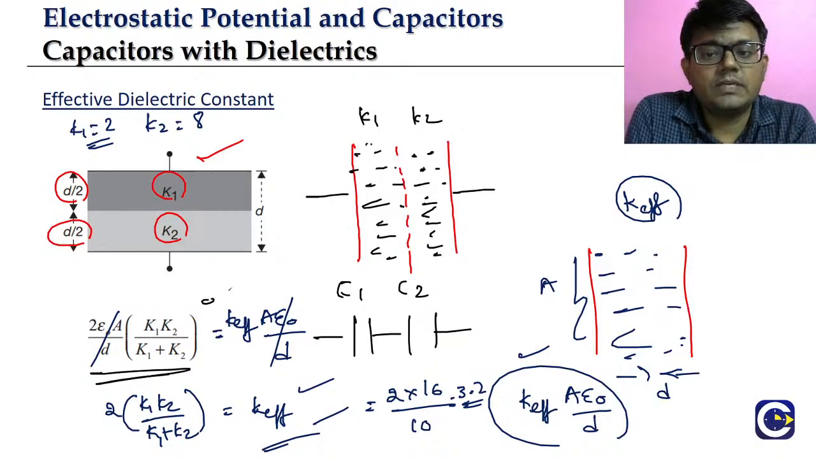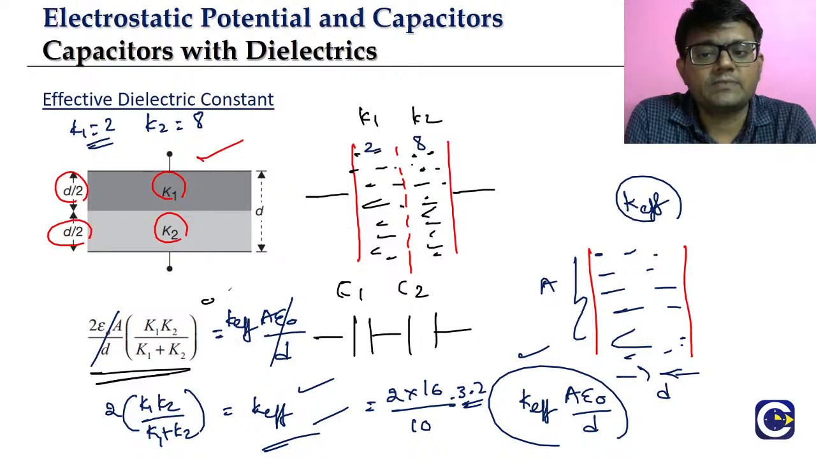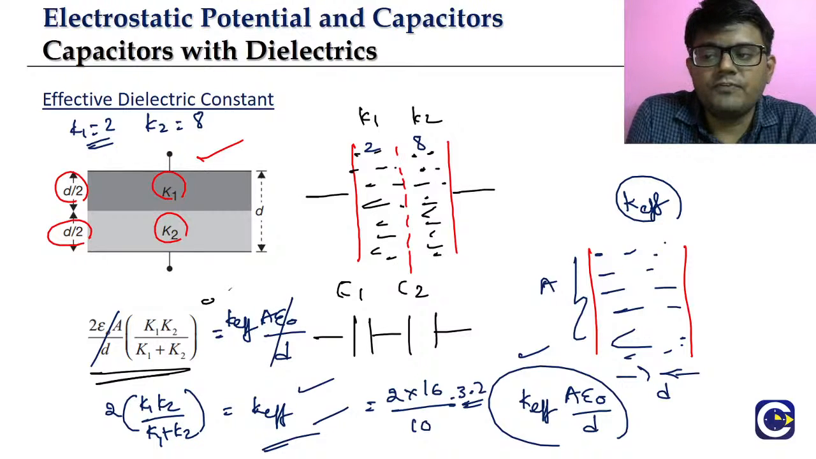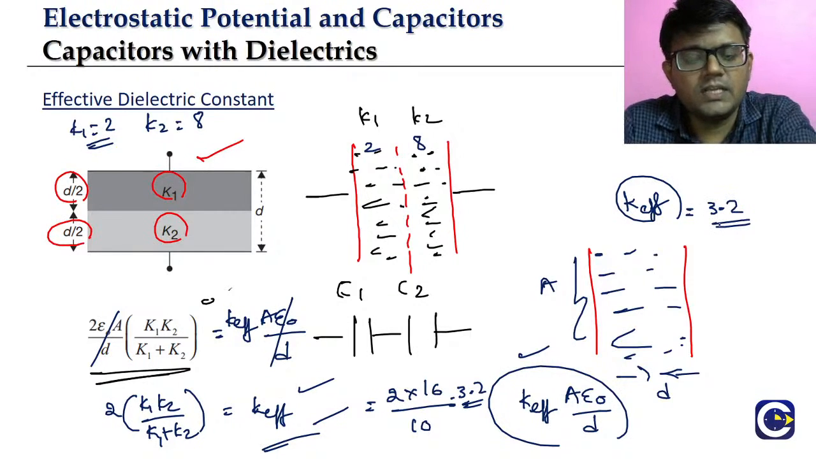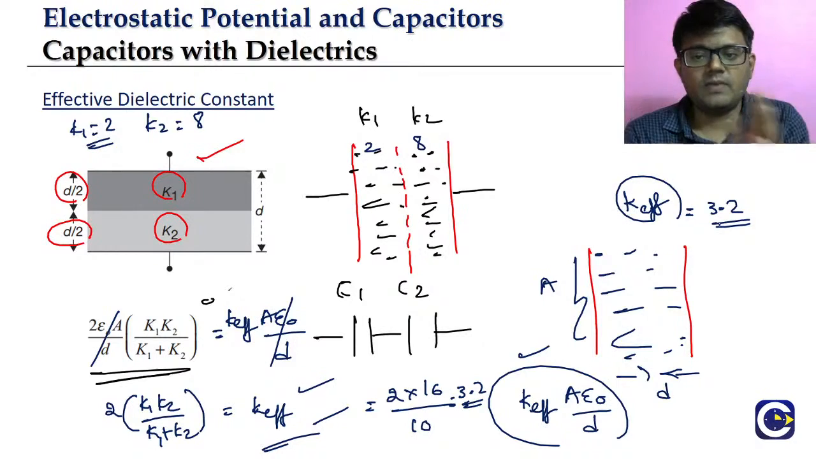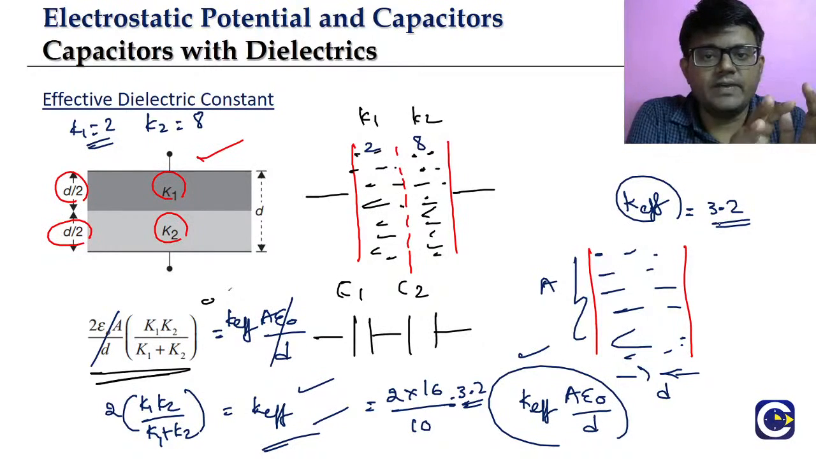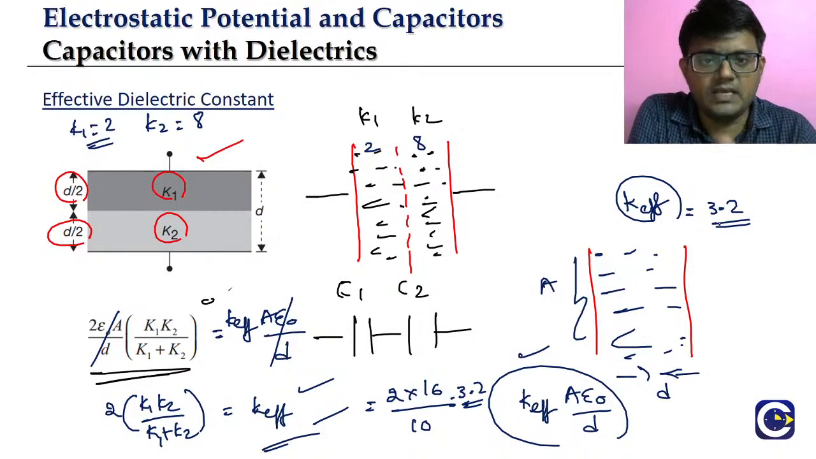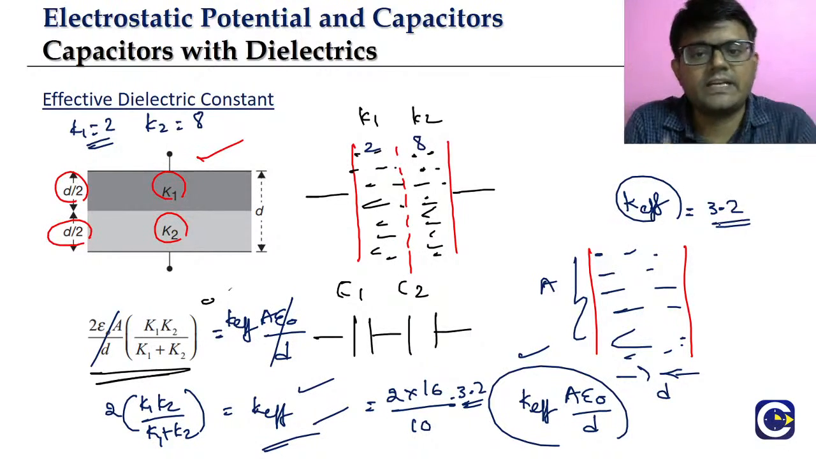See, if you have one medium with dielectric constant 2 and another medium with dielectric constant 8, and we fill it that way, whatever effective capacitance comes out, if you take that same capacitor arrangement and fill it with a medium having dielectric constant 3.2, you are going to get the same result. The capacitance value will be the same. That is the idea. So whatever arrangement is given to us, we can remove it and replace it with a single dielectric material, whose dielectric constant we call the effective dielectric constant. This is the concept of the effective dielectric constant.